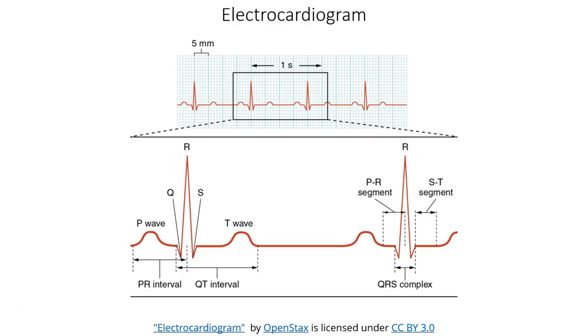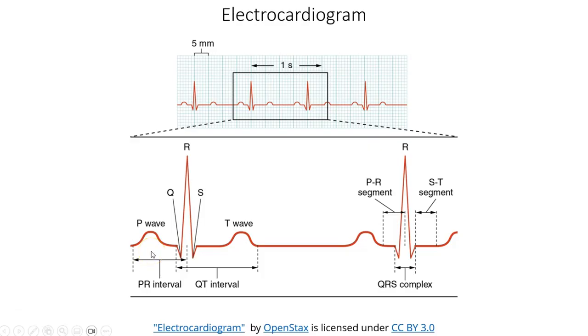We're just going to briefly touch on it. There's a bunch of letters here that tell us different pieces of information. This P wave right here is generated by the start of that electrical impulse from the sinoatrial node. So that P wave is kind of the start of that contraction process.